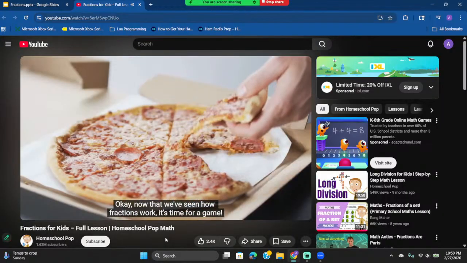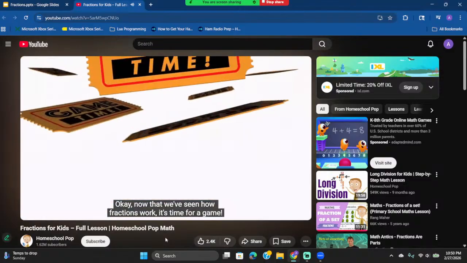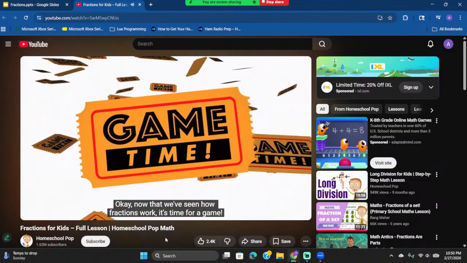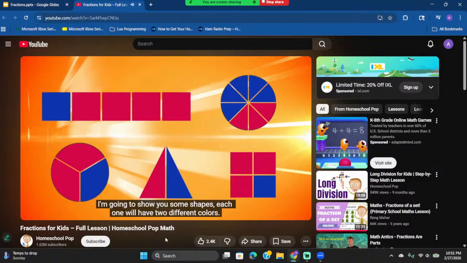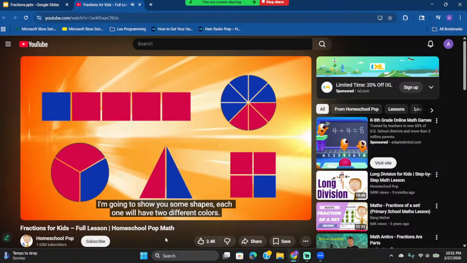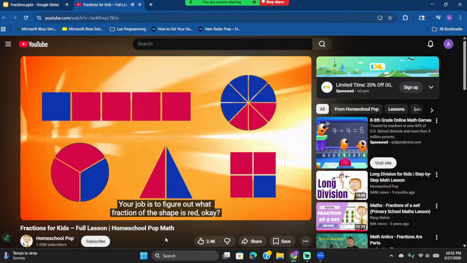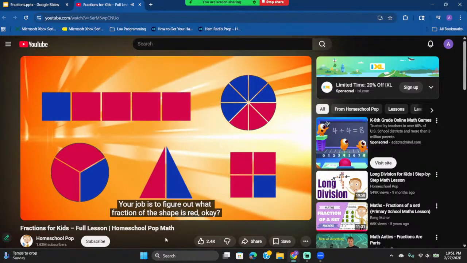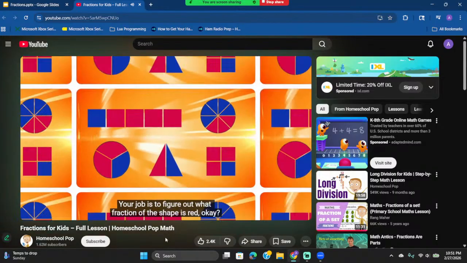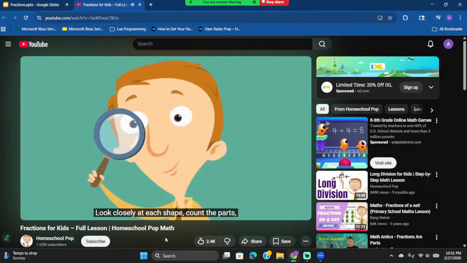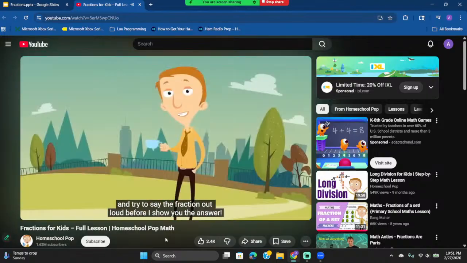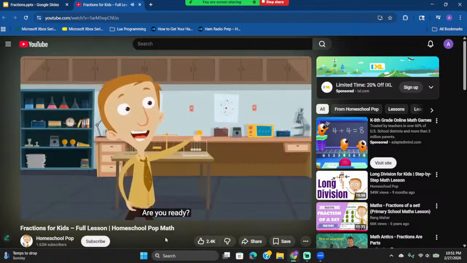Okay, now that we've seen how fractions work, it's time for a game. I'm going to show you some shapes. Each one will have 2 different colors. Your job is to figure out what fraction of the shape is red, okay? Look closely at each shape, count the parts, and try to say the fraction out loud before I show you the answer. Are you ready?